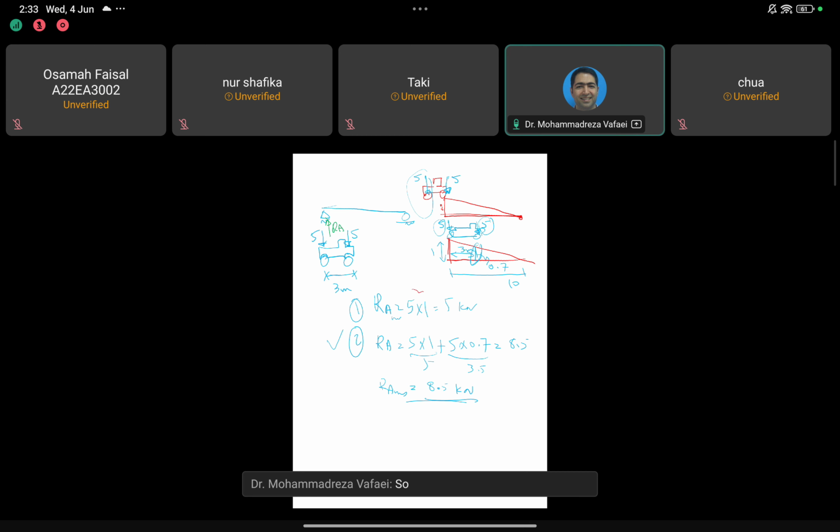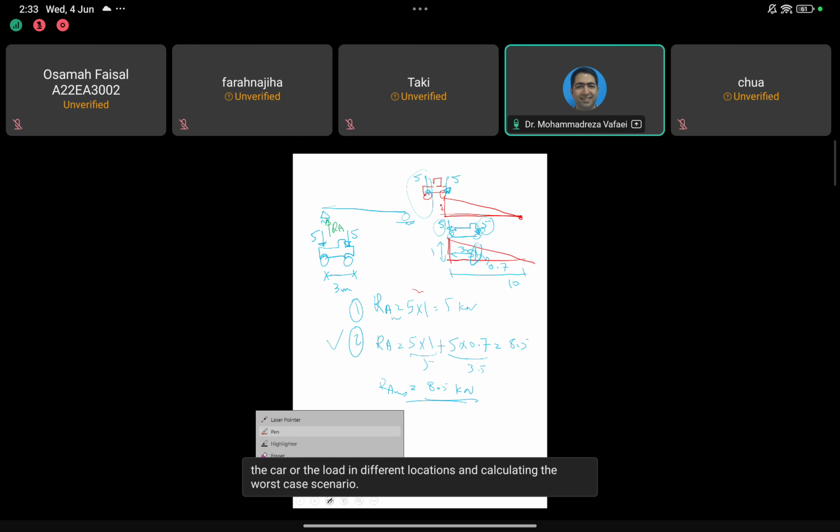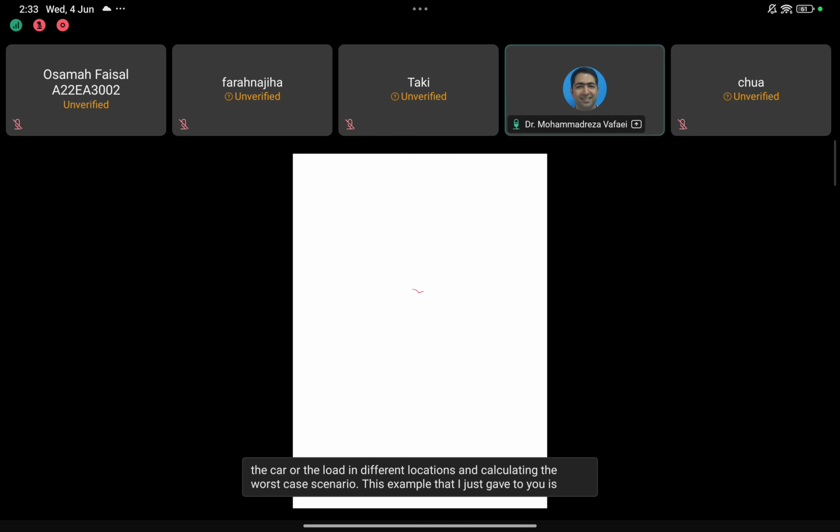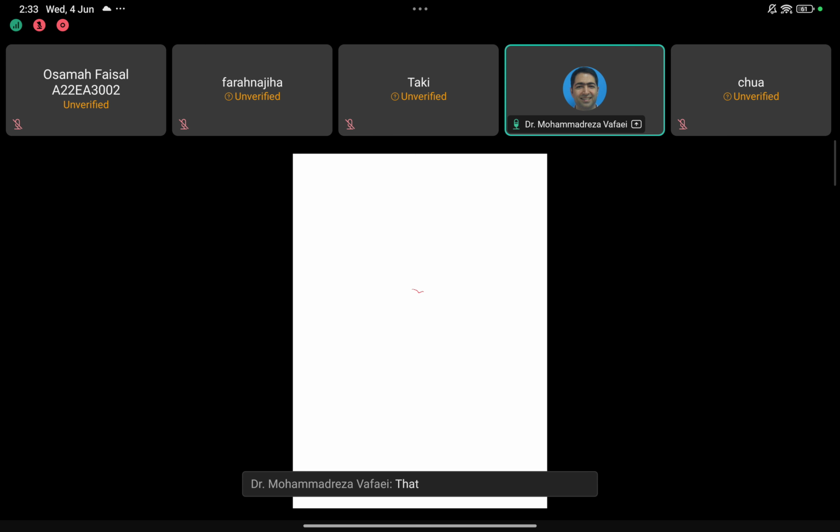So when you have a bridge, you need to examine different scenarios if you are looking for the maximum or minimum values. This is something that we need to examine by placing the car or the load in different locations and calculating the worst case scenario. This example that I just gave you is for when your bridge is subjected to point load.